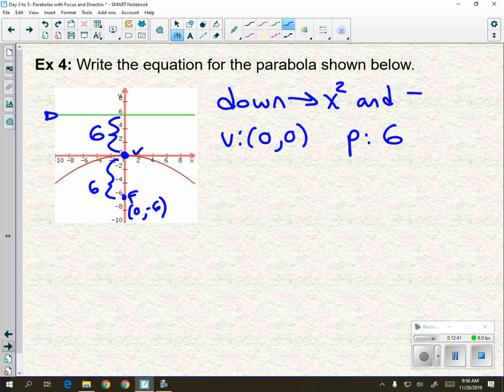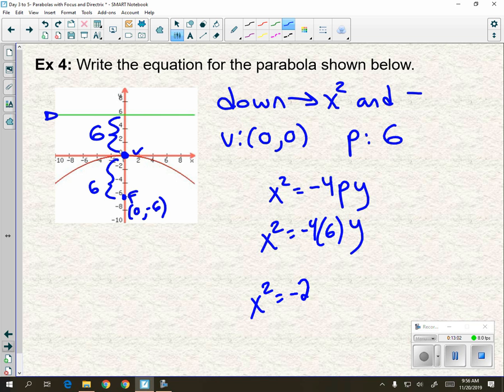Now that you have all your information, you're going to write it out. We have x squared equals -4py. Our vertex is at the origin, so you do not have to change your x or y values. And you know that p is equal to 6, so you're going to simplify. We get x squared equals -24y, and you are done.